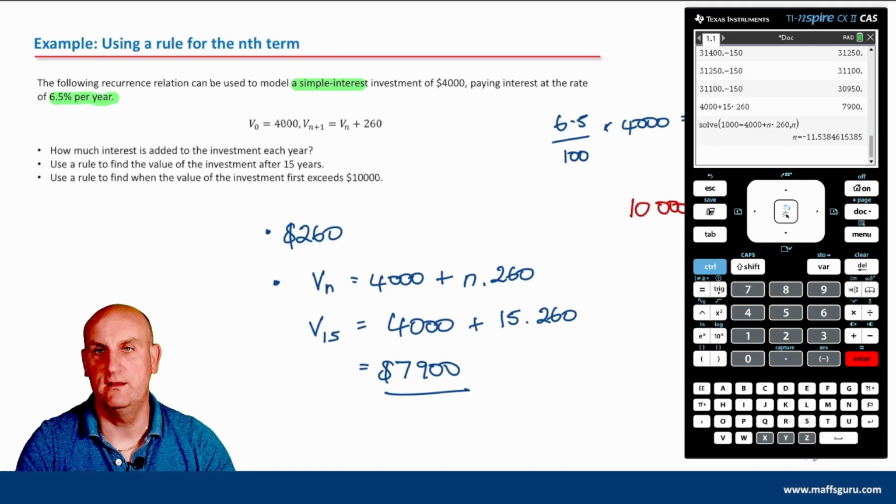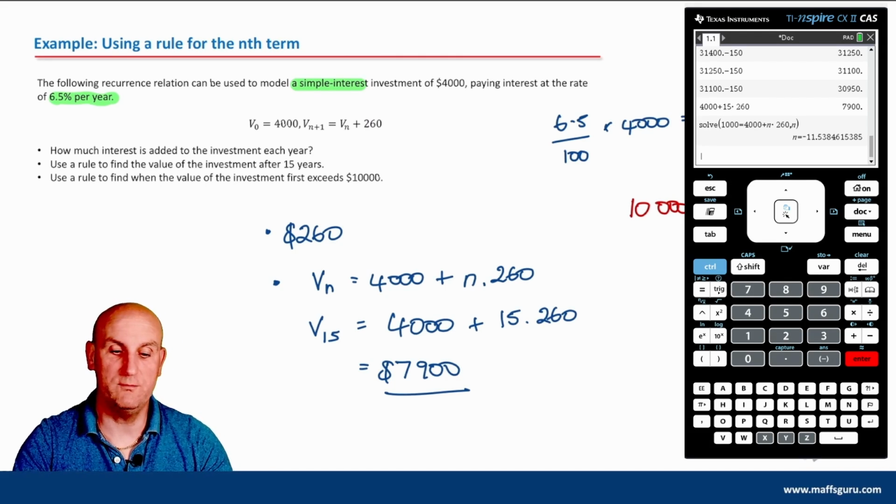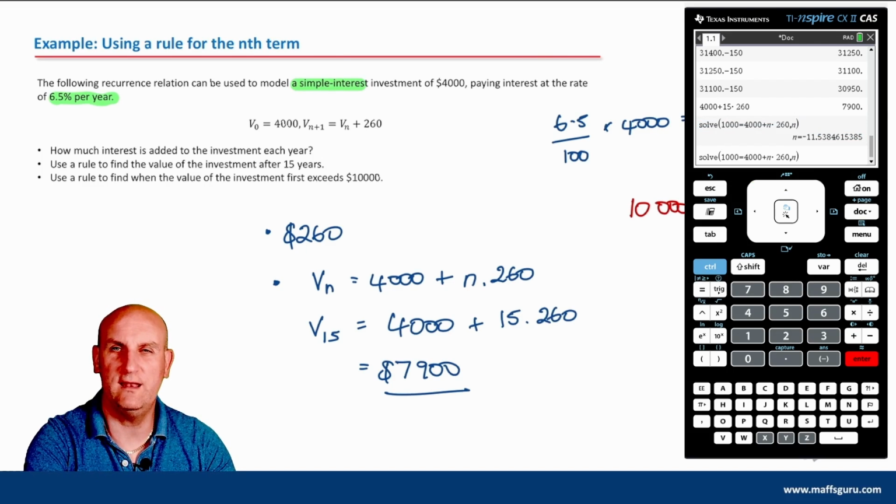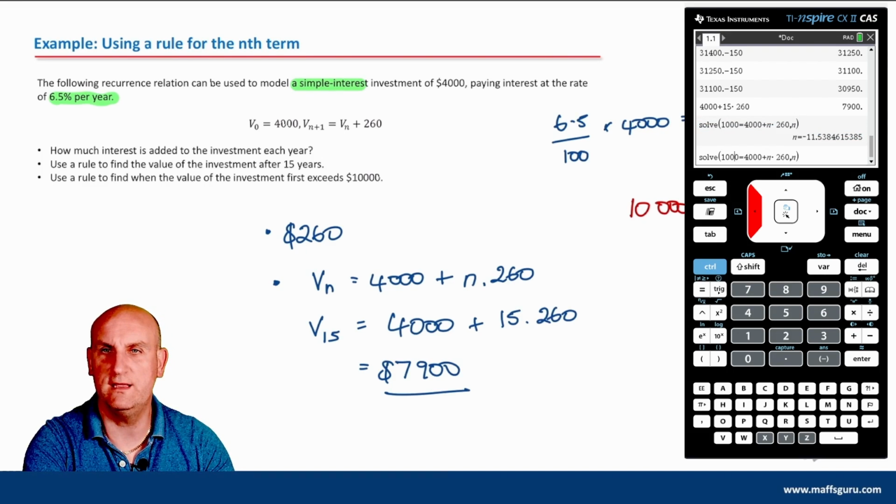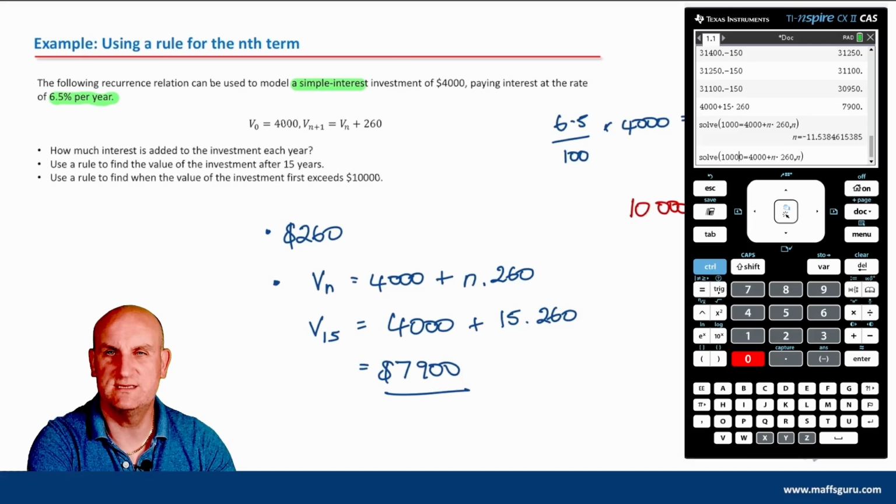And when I hit enter, ooh, hold on a moment, what do I get there? I get a negative value, and that's because I've entered the wrong number in. I do that all the time. So again, that looked wrong, and thankfully the reason it's wrong is because I missed a 0 off.